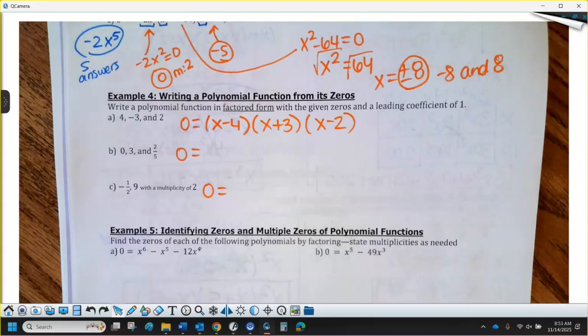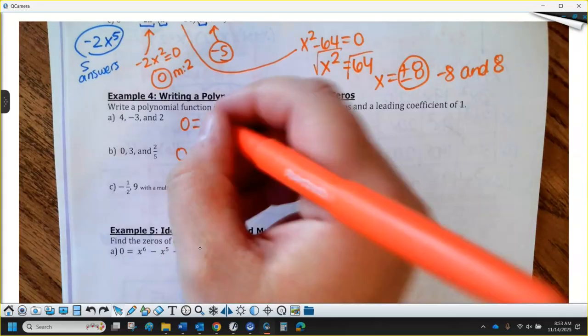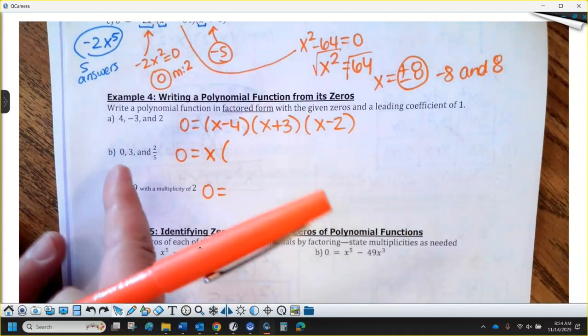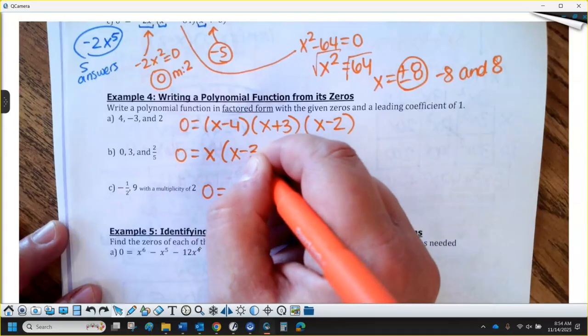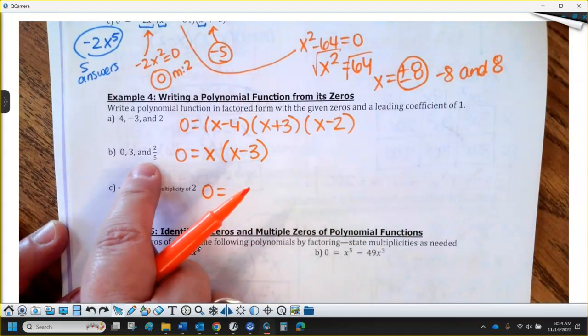Okay, now this is a little tricky. What if I told you 0 was an answer? What would you put for that in the equation? Just x. Exactly. Just an x. Okay, then what about positive 3? X minus 3. Now, these I always think are tricky with the fractions.